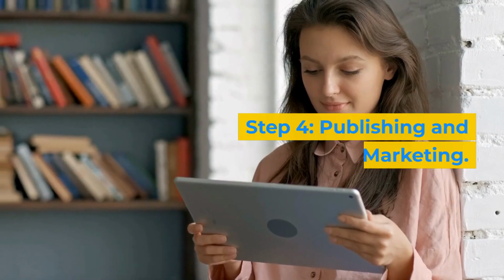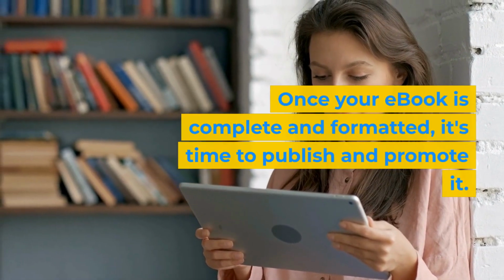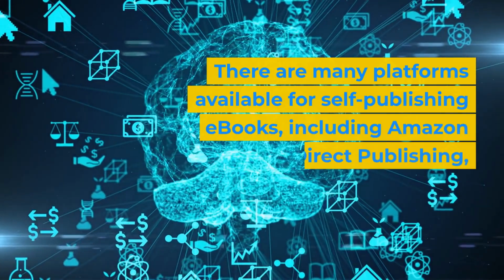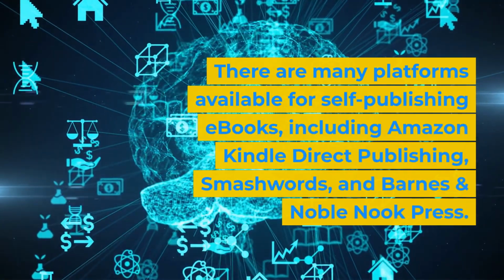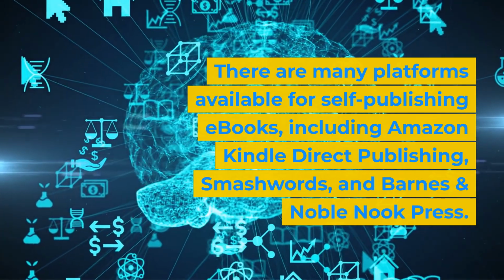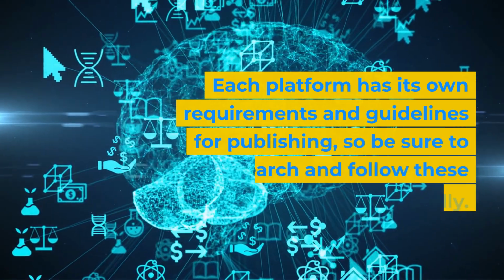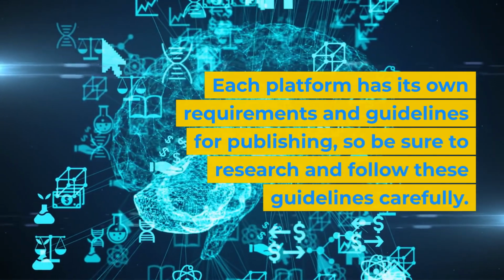Step 4. Publishing and marketing. Once your ebook is complete and formatted, it's time to publish and promote it. There are many platforms available for self-publishing ebooks, including Amazon Kindle Direct Publishing, Smashwords, and Barnes & Noble Nook Press. Each platform has its own requirements and guidelines for publishing, so be sure to research and follow these guidelines carefully.